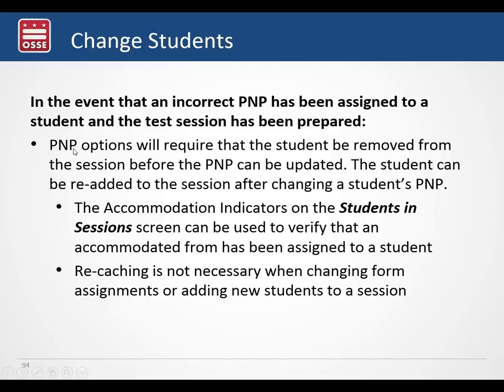So let's say you prepare sessions and you don't see those accommodation indicators like you thought you would. That is easier. You just have to take that student, remove them from the session, update their test registration, update their PNP information, and then put the student back in the session, and it will then assign the correct form, and you should see those accommodation indicators. You can use that accommodation indicator screen to make sure they have the correct one next to their name in the test session.